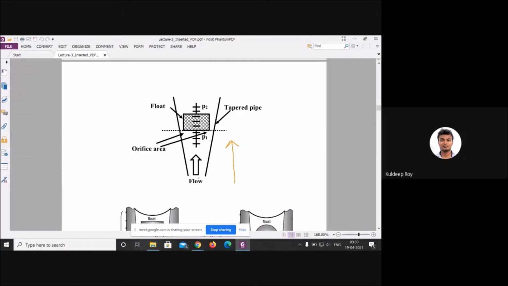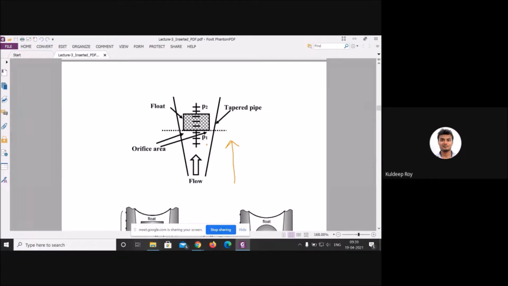Means if the fluid velocity is very high, it will go in the upward direction. If the velocity is very low, it will remain a little bit lower. It depends on the velocity and how much pressure is being created throughout the region. So when the fluid strikes here, it will go up and show some kind of reading, and you can easily determine the flow rate.